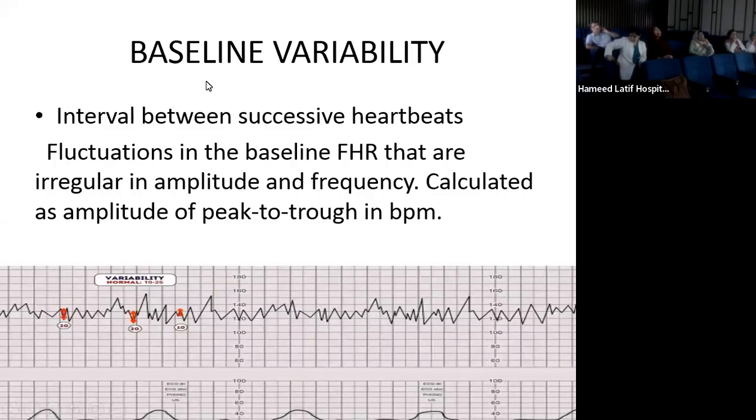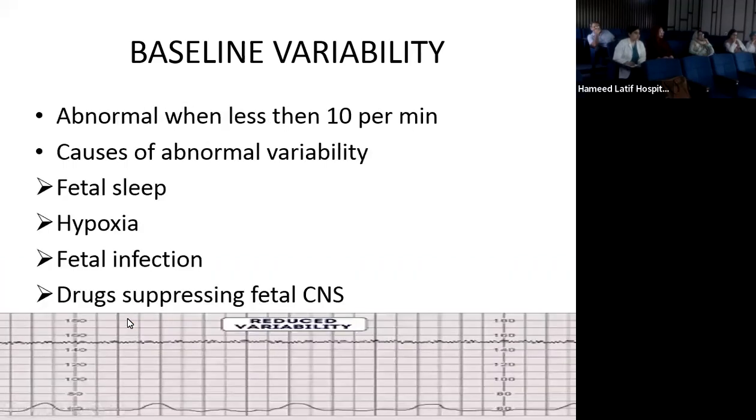Baseline variability. The interval between successive heartbeats is called baseline variability. These are fluctuations in the baseline heart rate that are irregular in amplitude and frequency, calculated as the amplitude of peak to trough in beats per minute. This is a CTG showing baseline variability. There are various factors that cause abnormal variability, including fetal sleep, hypoxia, fetal infection, and drugs that cause suppression of the fetal CNS. In this CTG, we can see there is no variability, just a baseline heart rate is present.